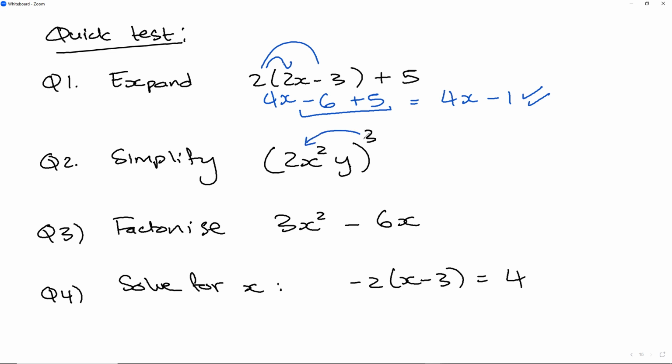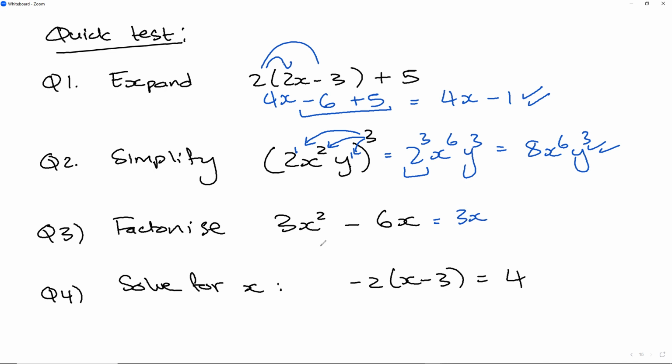The next part, I distribute the power and multiply it by every single power. And if I don't have a power, I put 1. So it would be 2 to the power of 3, x to the power of 6, and y to the power of 3. And I change 2 to the power of 3 into a solid number. So it looks like that in the final solution.